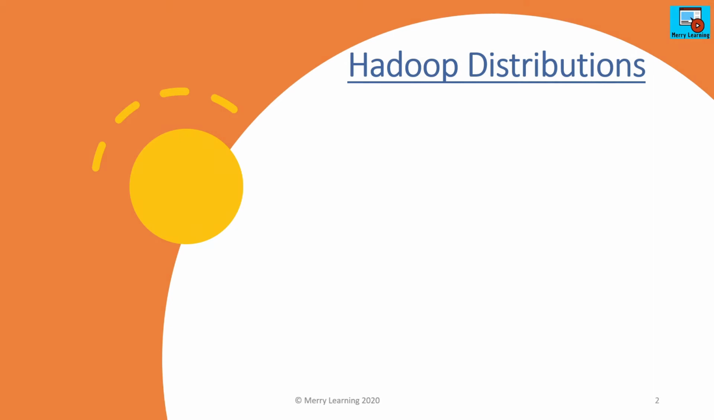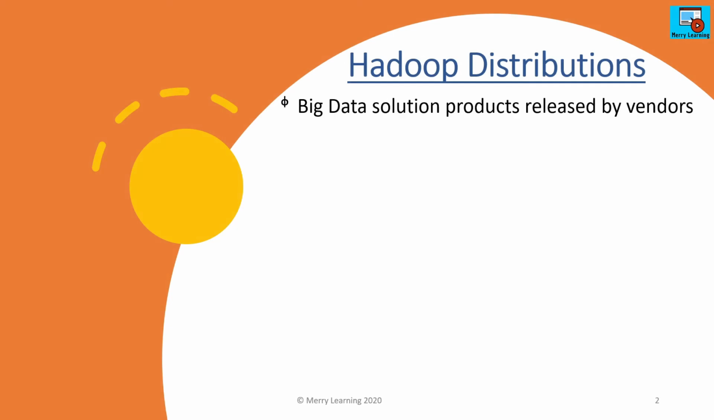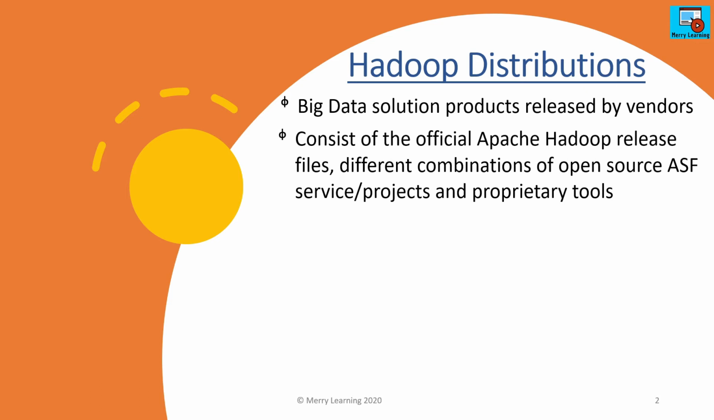Let's see what a Hadoop distribution is. Hadoop distributions are big data solution products provided by different vendors in the market. Almost all the Hadoop distributions available in the market consist of the official Apache Hadoop release files, different combinations of the open source Apache services or projects, along with the vendor's proprietary tools.